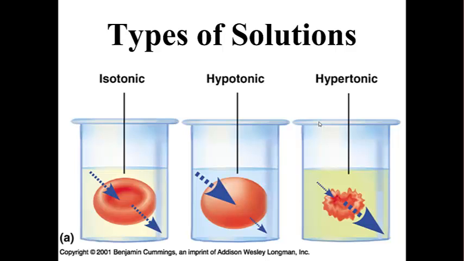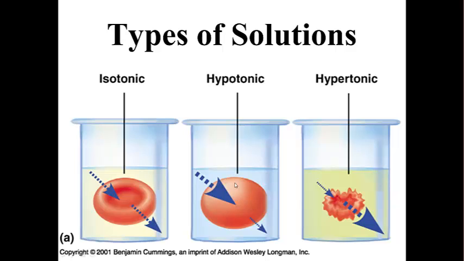So with the types of solutions, here we go. A red blood cell looks like this normally. It has a nice little curve and dent on the inside. So that's how we know it's a healthy solution that it's in. An isotonic solution would have water going in and water going out at the same amount.